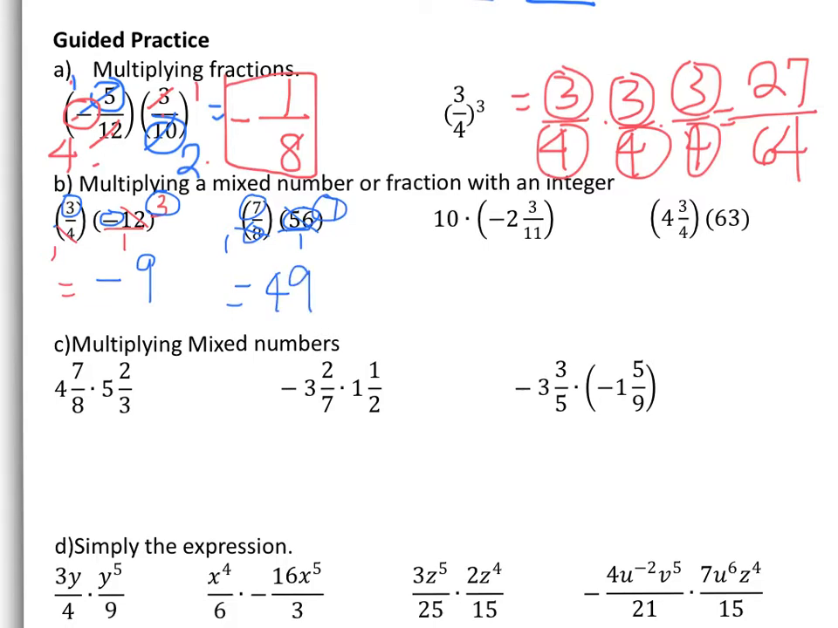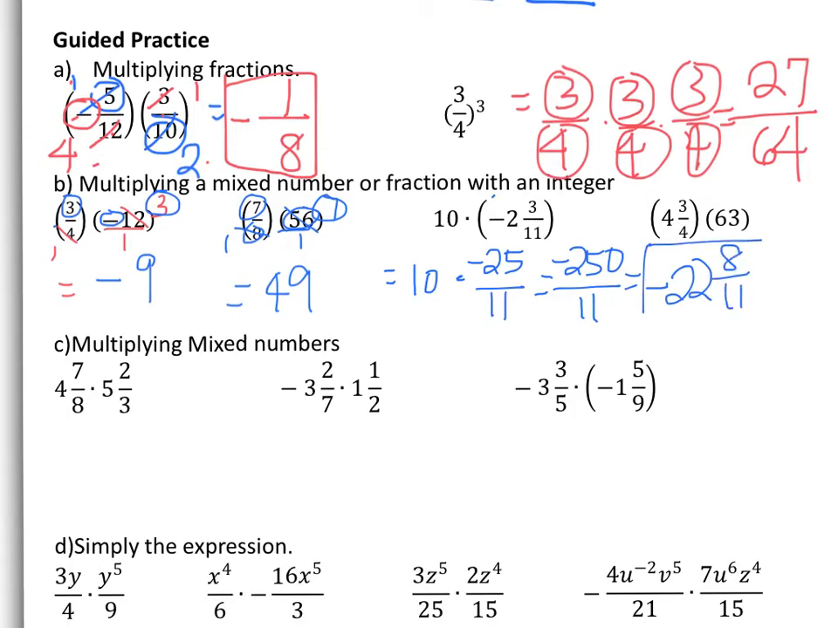Okay, for the next problem, before I multiply, I need to first change negative 2 and 3 over 11 into an improper fraction. So that would be 10 times negative 25 over 11. And then I can multiply. Negative 250 over 11, and then I can change this to a mixed number of negative 22 and 8 over 11. Okay, so this would be your answer. Okay, I'm going to erase this so I have space to work.